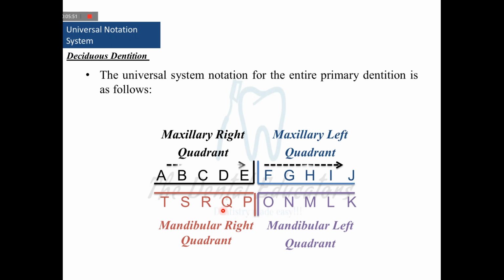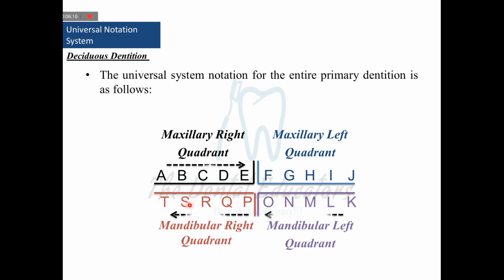Then the tooth adjacent to the lateral is the canine, which we label as R in the right mandibular quadrant. Then the second last tooth is the first molar, which we label as S. And finally, the last tooth of the right mandibular quadrant is labeled as T.